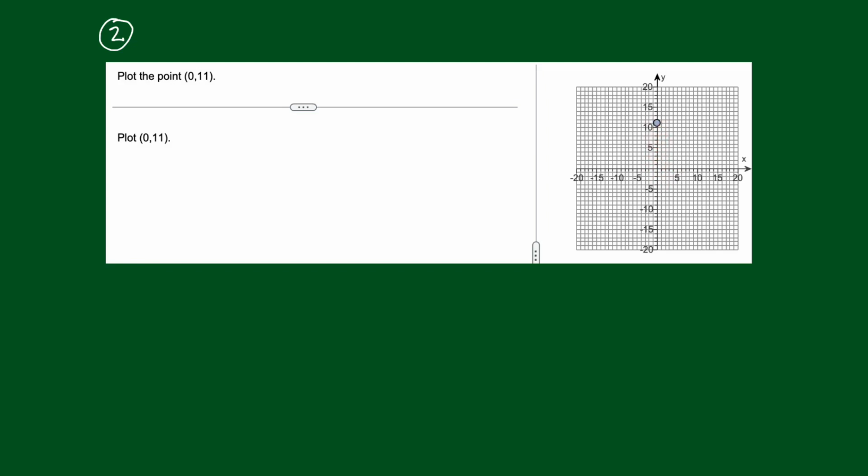Kind of hard to see it. It's a pretty tight graph right there. But I go up 11, so we're right here. Right, that's the point (0, 11).